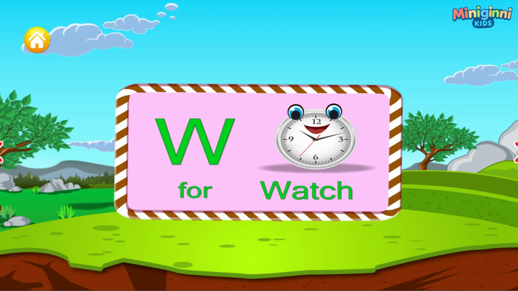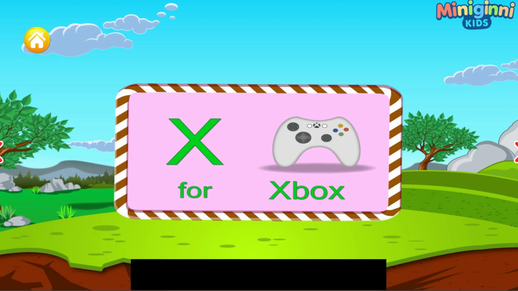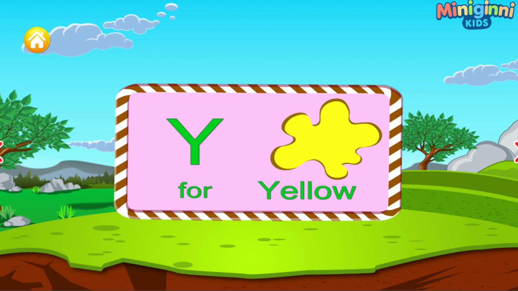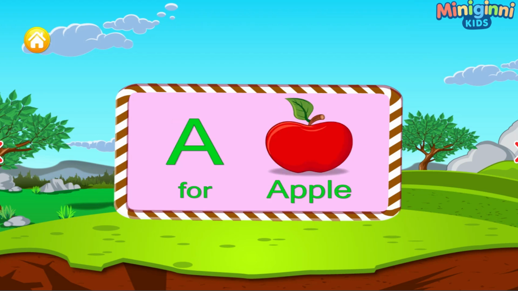Watch. X is for box. Box. Y is for yellow. Yellow. Z is for zoo. Zoo.